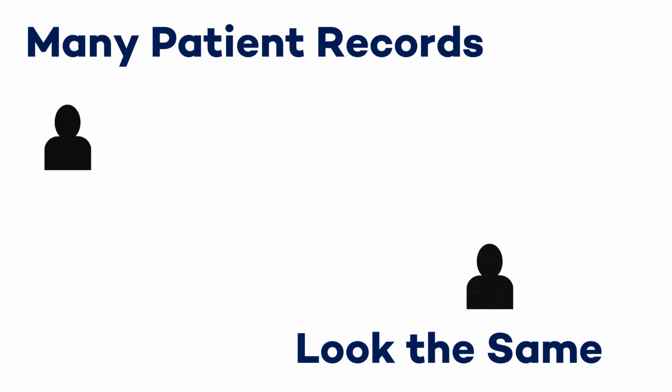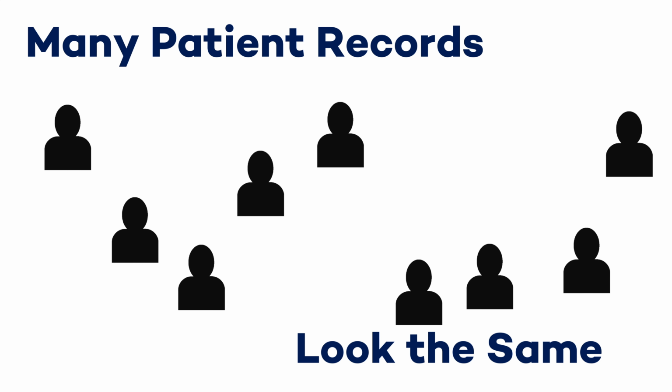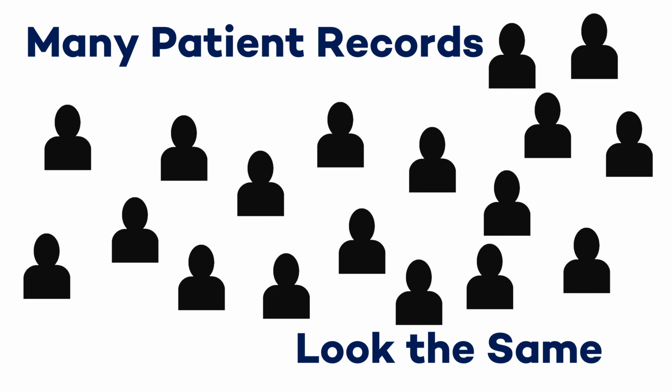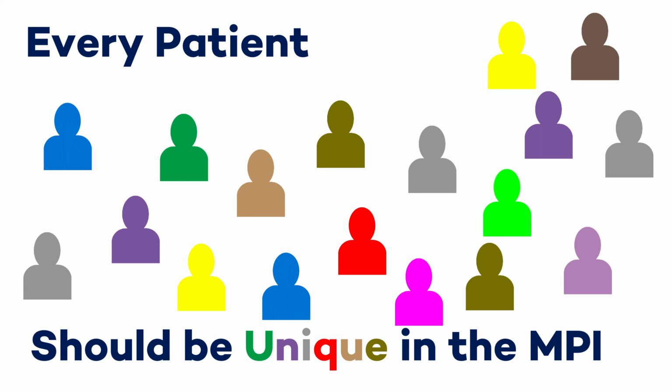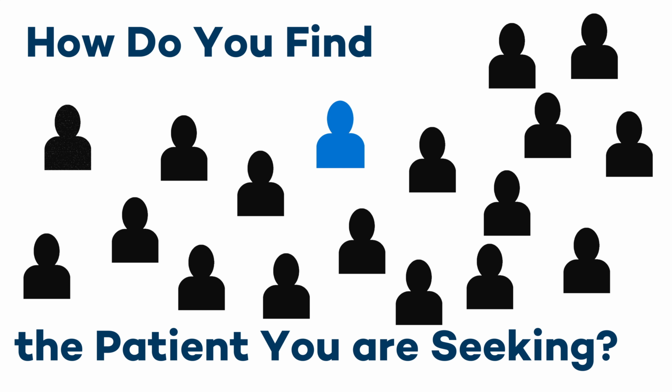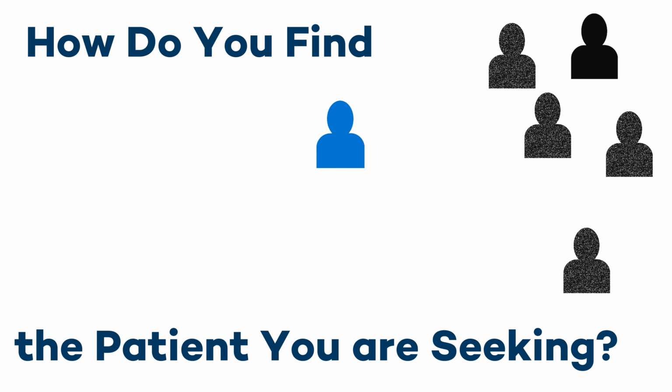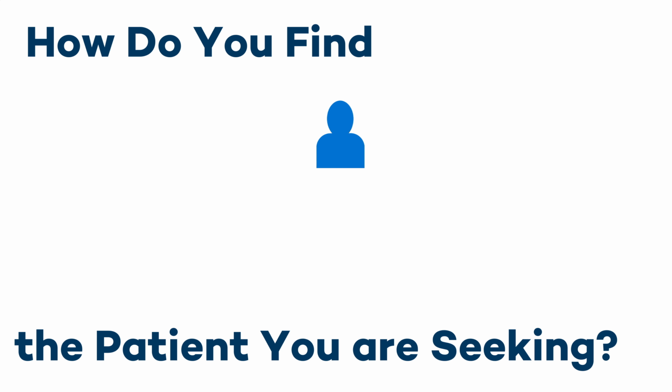We must acknowledge that many patient records look the same. Family members, people with the same names, twins, common names. Theoretically, at least, every patient should have one unique record in the MPI, right? But how confident can we be that the patient record we found is actually the correct one?